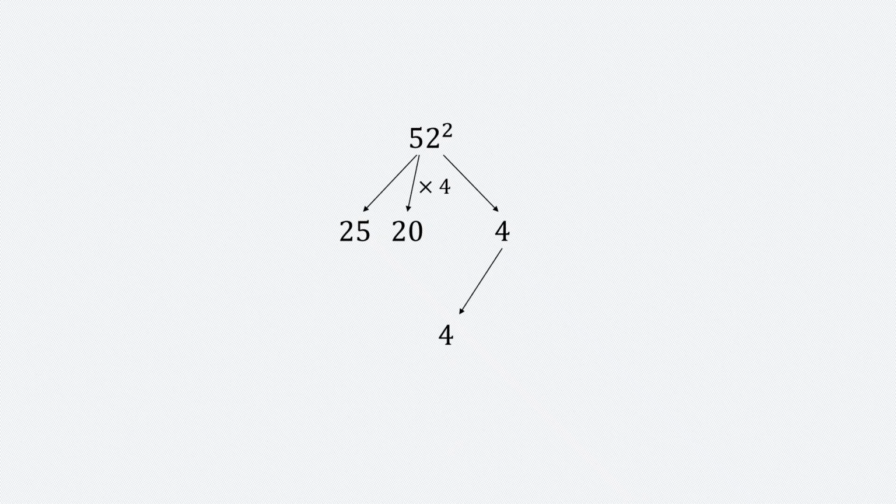Let's try another example, 52 squared. So once again, you square 2, you get 4. Now you multiply 5 by the multiplier, which is 4, you get 20. And next thing you do is you square 5, you get 25. Now putting everything together, the last digit is 4, right? But this time we have to carry the 2.